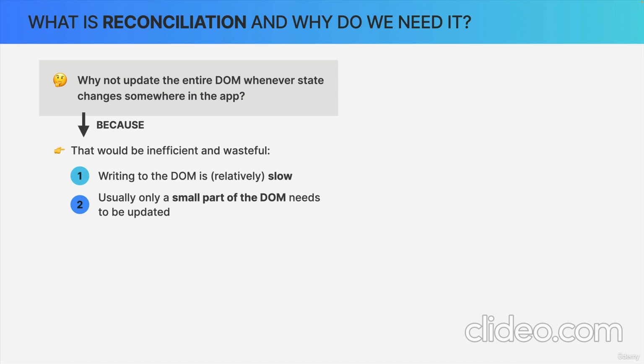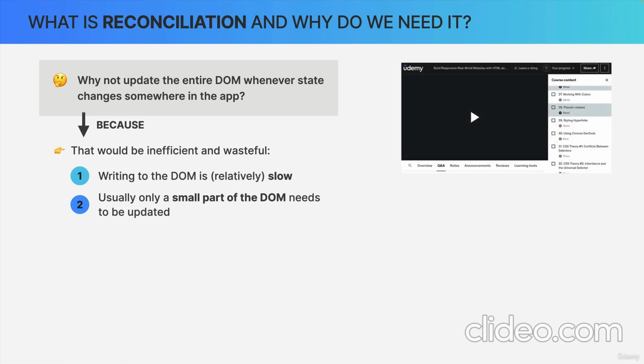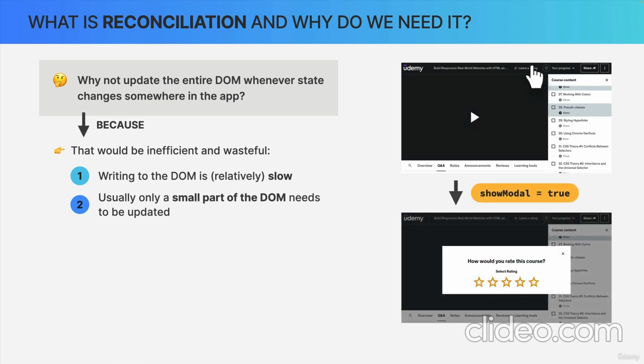But from there on, doing so doesn't make sense anymore. So imagine that you have a complex app like udemy.com. And when you click on some button there, then show modal is set to true, which in turn will then trigger a modal to be shown. So in this situation, only the DOM elements for that modal need to be inserted into the DOM, and the rest of the DOM should just stay the same. And so that's what React tries to do.